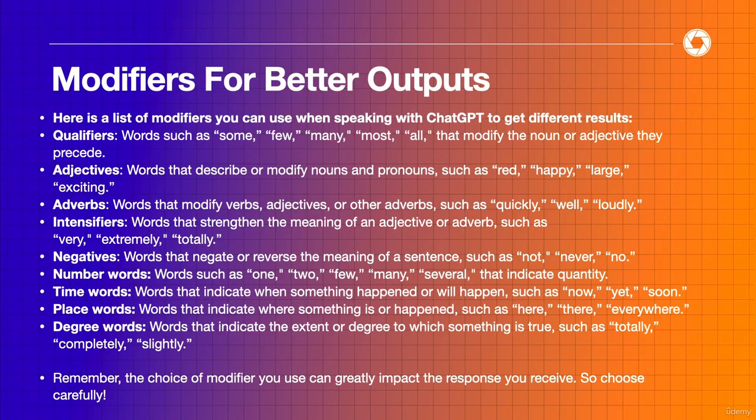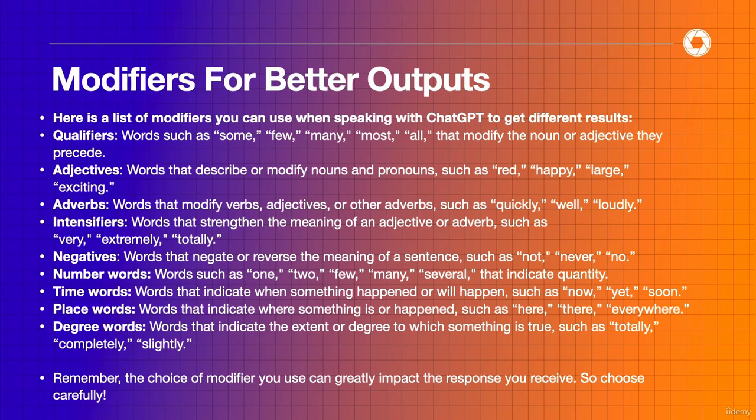Time words, words that indicate when something happened or will happen, such as now, yet, soon. That's very different. If you ask ChatGPT to give you a history of the US between the years 1890 and 1900, that's a very specific time versus just what's the general history of the US or what's the history of the US from the 1990s to the 2000s. Place words, words that indicate where something is or happen, such as here, there, or everywhere. Degree words, words that indicate the extent or degree to which something is true, such as totally, completely, slightly.